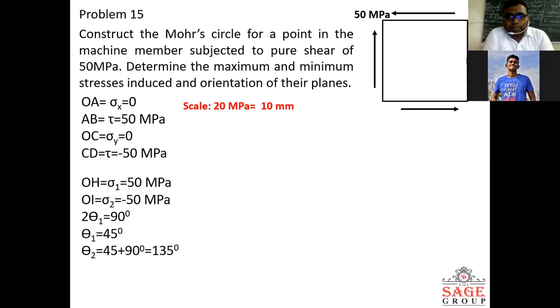If, suppose, on the sigma x side the shear is acting clockwise, that's why it's positive, and here it's acting anti-clockwise, so it's considered as a negative sign. Whatever quantities are not given, we consider as zero. So let's move to the numerical.